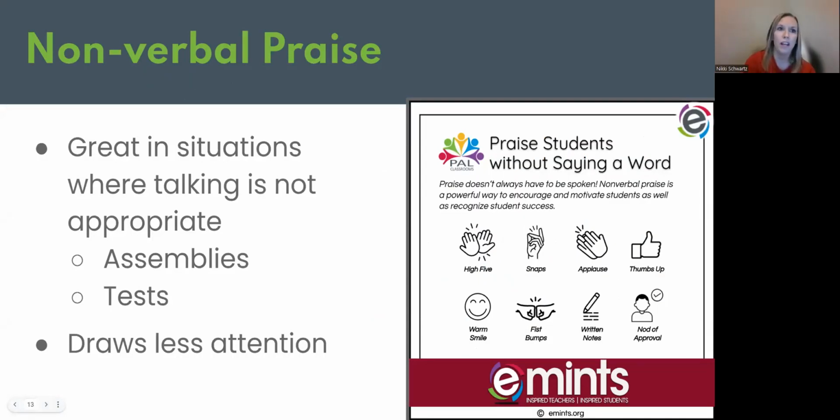So nonverbal praise is just as effective as verbal praise, because there was a study that I recently read where they compared classrooms that used verbal and nonverbal, and they were still seeing the same results. Nonverbal praise is really great. I mean, you can use it in those normal situations, assemblies, during a test. I always thought about during standardized testing, you couldn't say anything to the kids, but you knew which kids needed a pep talk along the way. So you could give a thumbs up, or connect eyes with them and give them a smile.